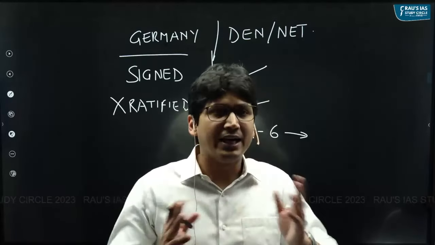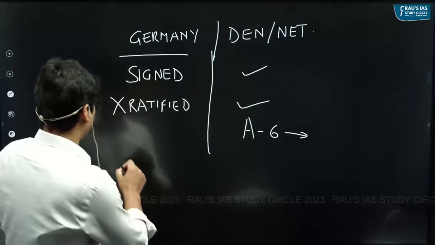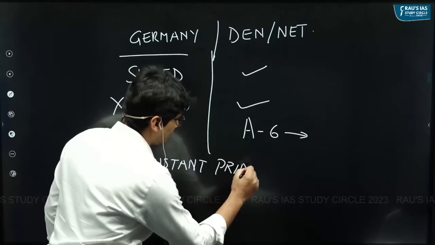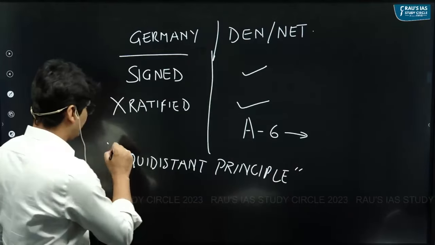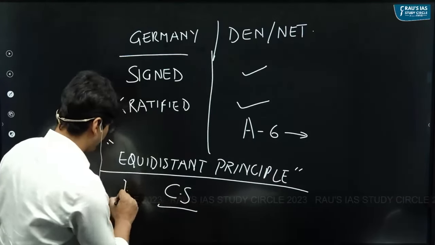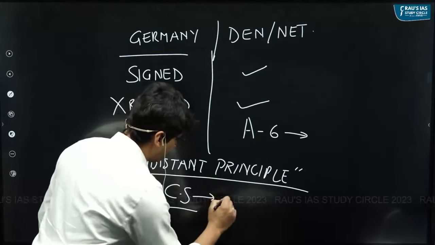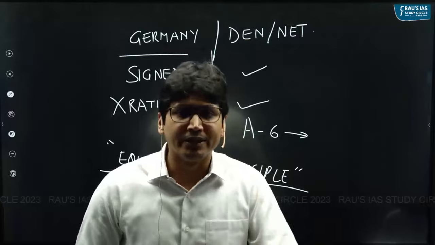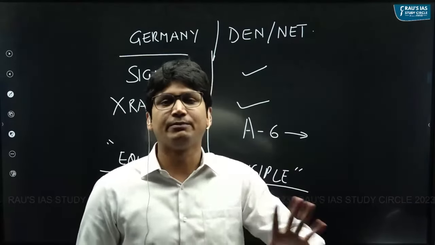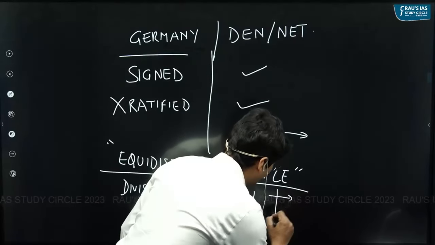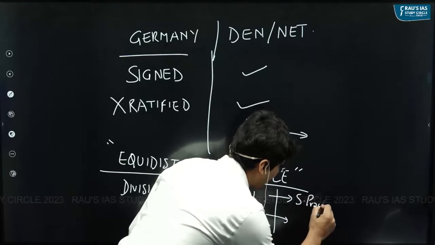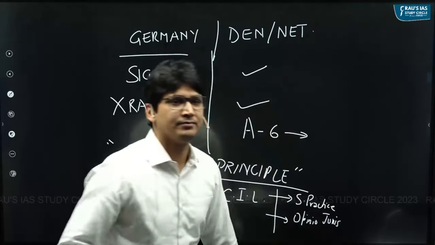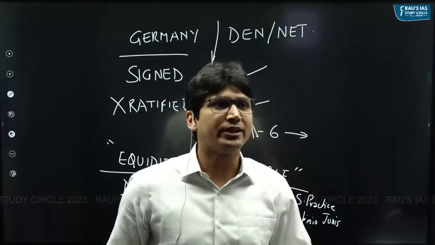So the court had to decide whether this equidistant principle for division of the continental shelf was a practice that was part of customary international law. And as we have already seen, to determine whether a certain practice is part of customary international law, both things have to be checked: actual state practice and also opinio juris. Any doubt so far? The context of the case is clear, right?